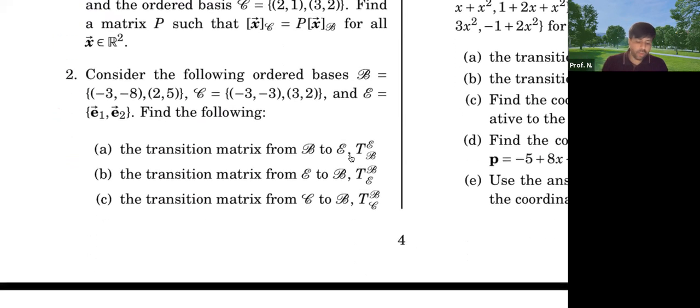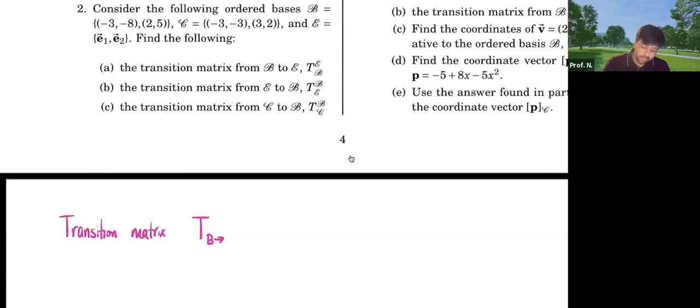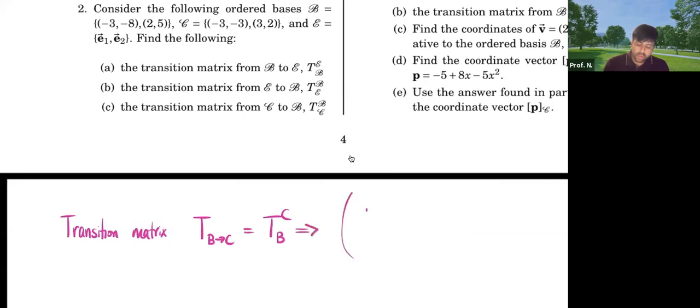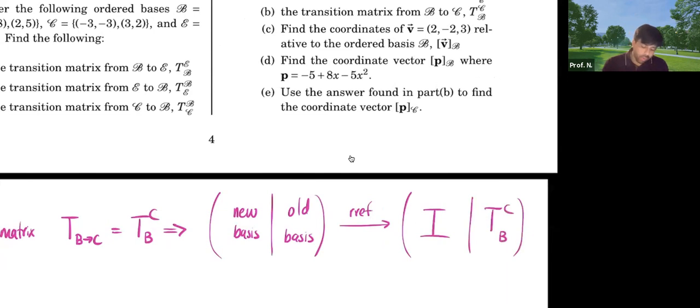For number one, it's a very procedural step. To get the transition matrix, call it T, I'm going from B to C, written like this. What we do is we take the new basis and create column vectors of those, and then the old basis. We perform row reduction and get the row reduced echelon form. The idea is that you get the identity on the left side and the transition matrix on the right. In this case, the old is B and the new is C. So this is the new, this is C, and this is the old, this is B.